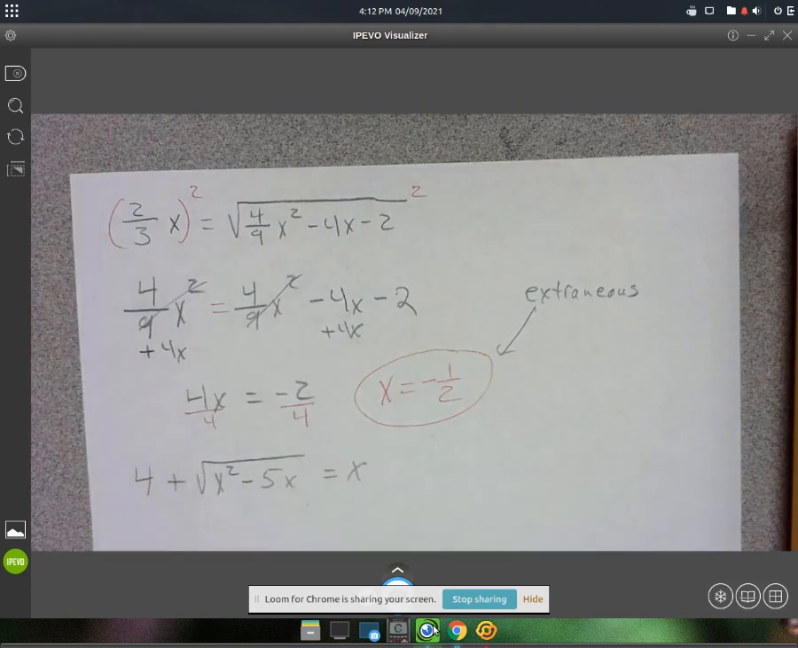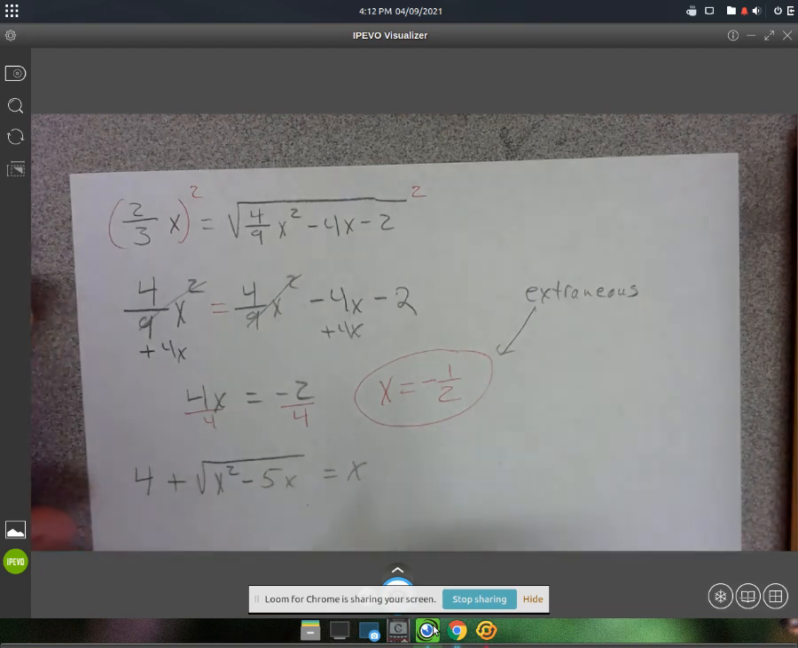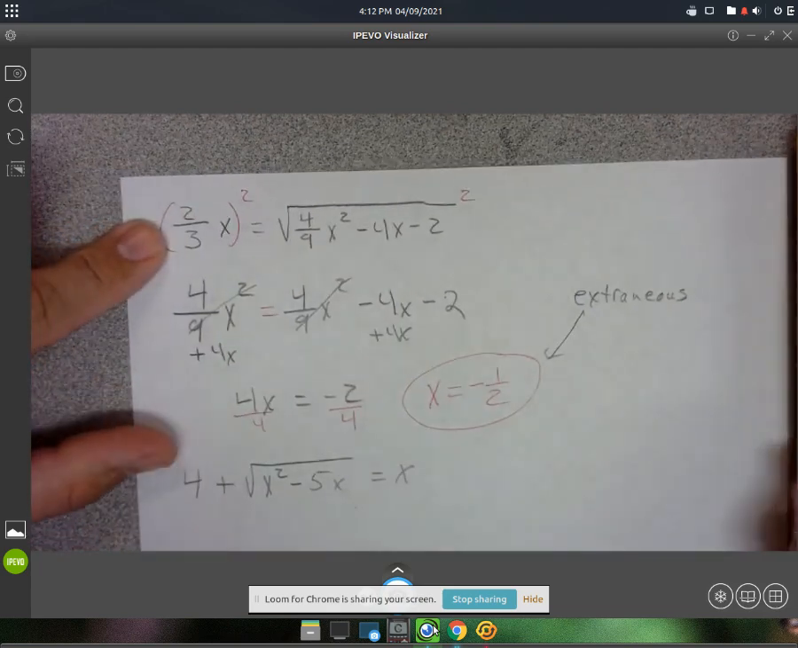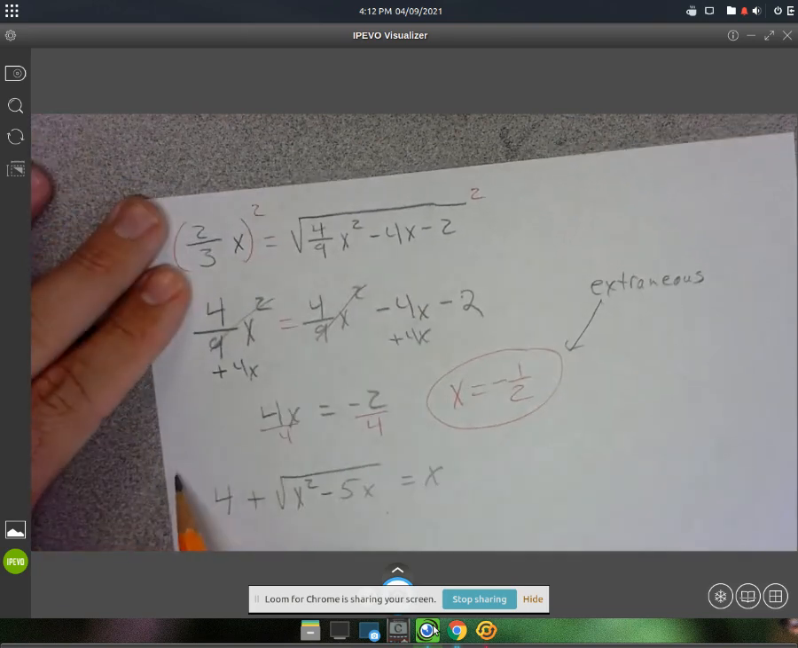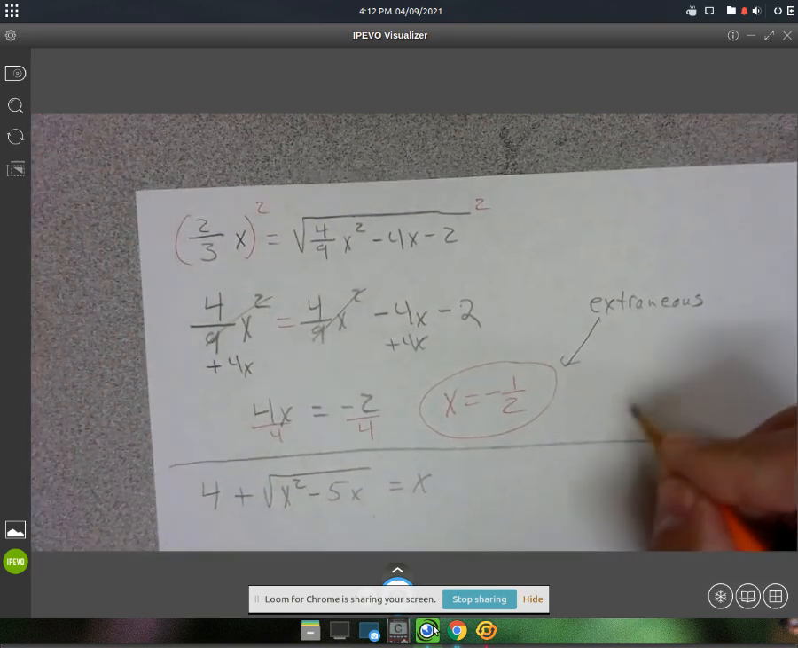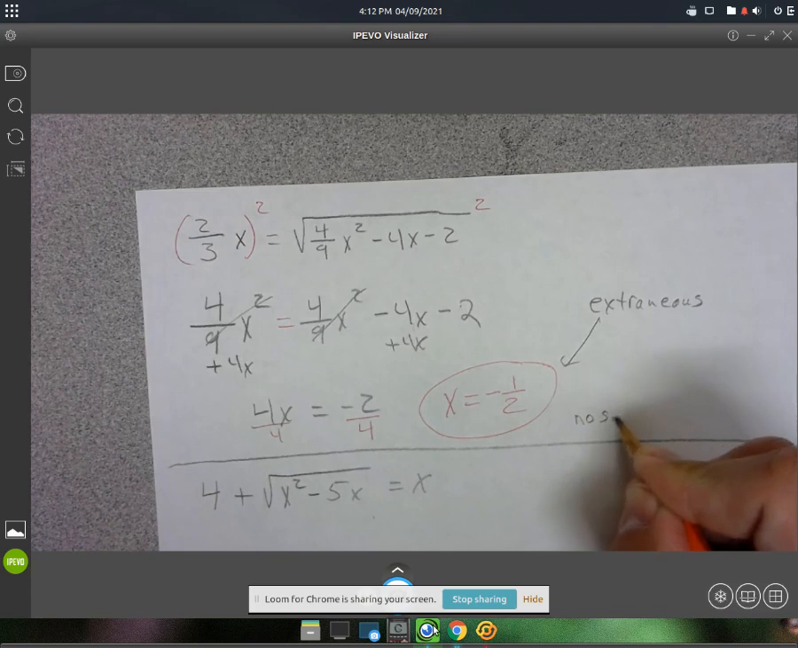It was our only solution that we got whenever we followed the steps, but it doesn't satisfy the equation, so it's not an actual solution. So this has no solution. You could put that if you wanted to. You could say there's no solution for this thing. No solution.